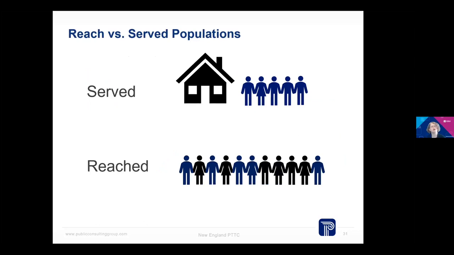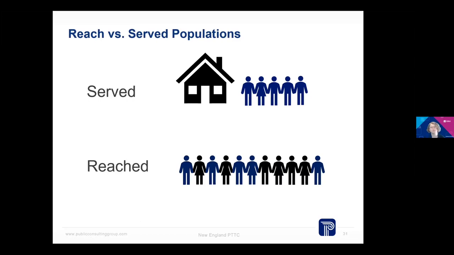SAMHSA also often talks about serve versus reach populations. I don't want to spend a ton of time on this, but I know it comes up a lot in SAMHSA grants, so we did want to touch on it. You see these terms used interchangeably a lot, serve versus reach. SAMHSA doesn't think they're the same at all. Serve populations for SAMHSA refer to the number of people who you interacted with, whereas the reached population is the portion of the target population who was impacted.